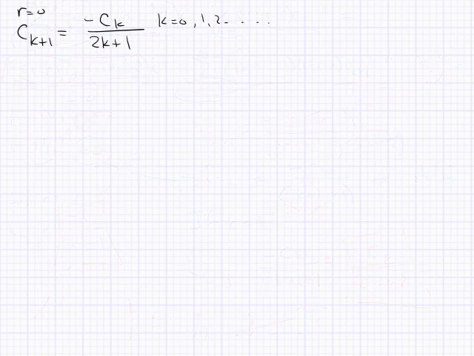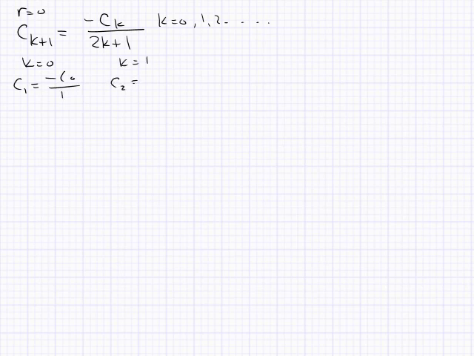Okay, for this first one, we let k equal 0. We get c sub 1 to be negative c sub 0 over 1. K equals 1. We get c sub 2 to be negative c sub 1 over 3. But based off of c sub 1, that's going to be c sub 0 over 3. K equals 2. We get c sub 3 to be negative c sub 2 over 5, which would then give me negative c sub 0 over 3 times 5.